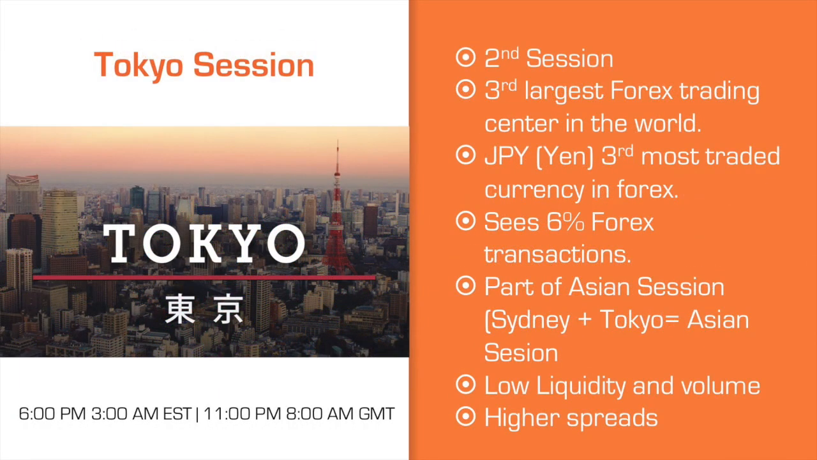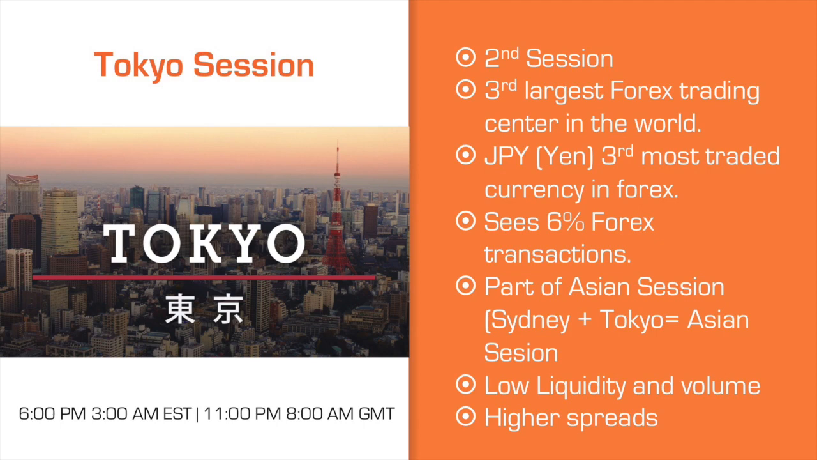So the Sydney session is now followed by the Tokyo session. This is the second session to open in the world of forex. It is the third largest forex trading center in the world. Obviously, the yen is going to be the most traded currency during that time, and it is the third most traded currency in all of forex. It sees about 6% of forex transactions, so that means there are going to be a lot of high volume trades taking place with the yen pairs. Also, it is part of the Asian session.